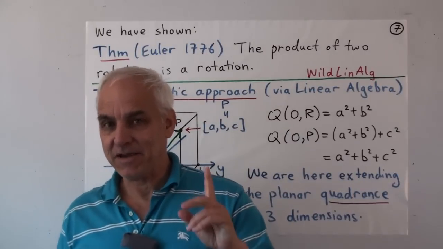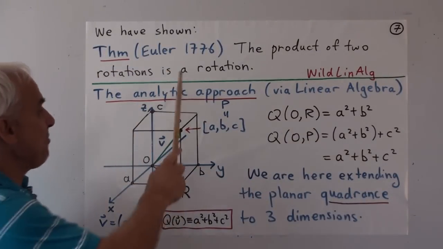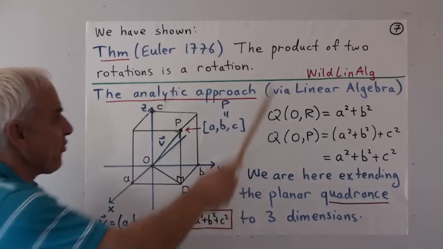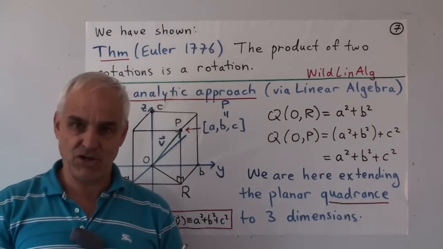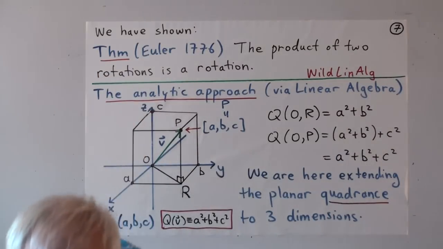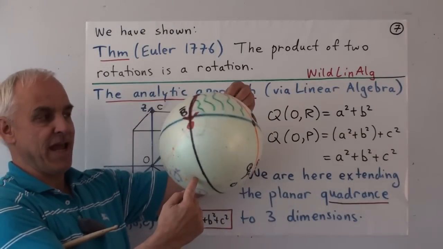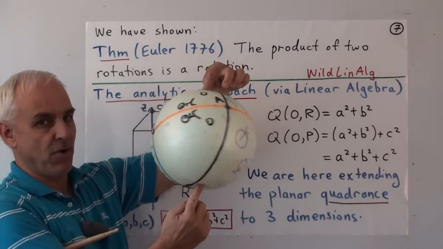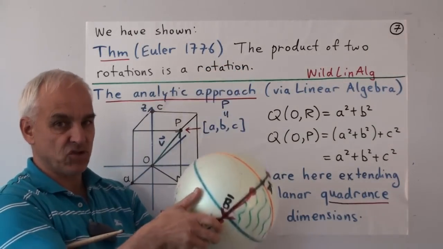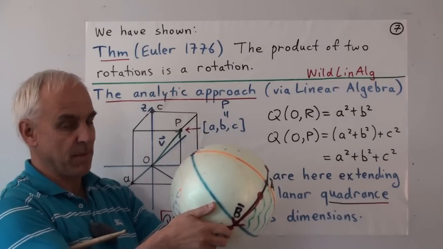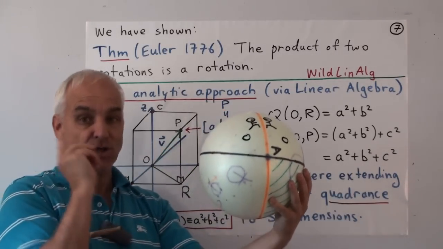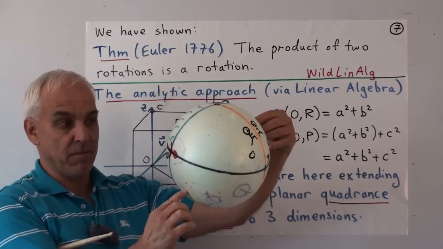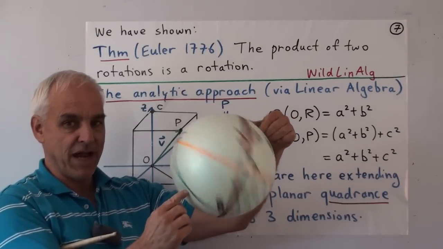So great, we've basically given a demonstration of this important theorem going back to Euler in 1776, which is that the product of two rotations is a rotation. In other words, if you take your sphere and you take any axis and you perform one rotation, and then you take some other axis at random and you perform another rotation, then that composite transformation, going from some initial position to some other position, is actually a rotation. Somewhere there's an axis so that you can essentially get back to where you started just by rotating around that axis.